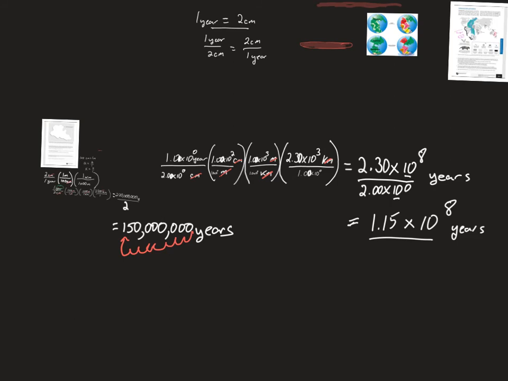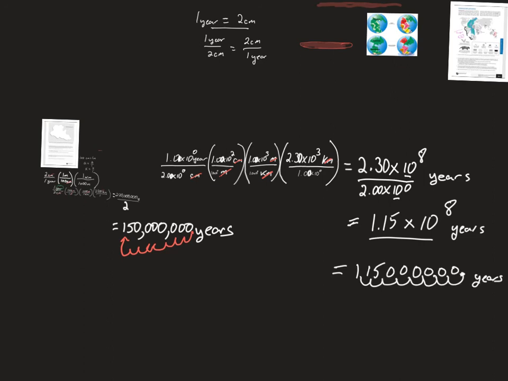So let me do the opposite. Let me take 1.15 and go ahead and multiply times 10 to the 8th by moving the decimal 8 times. 1, 2, 3, I'm going to put a 0. 4, I'm going to put a 0. 5, I'm going to put a 0. 6, I'm going to put a 0. 7, I'm going to put a 0. And 8, I'm going to put a 0. Years.